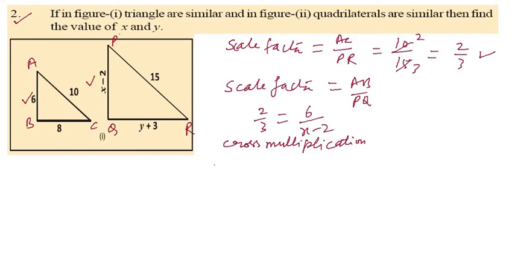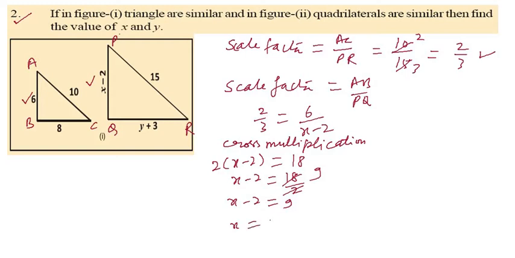By cross multiplication, what will happen? 2 into x minus 2 will be equal to 6 threes are 18. So x minus 2 will be equal to 18 divided by 2, 2 nines are 18. So x minus 2 will be equal to 9. So x equals 9 plus 2. So x will be equal to 11. So 11 is your answer. That is the first answer.